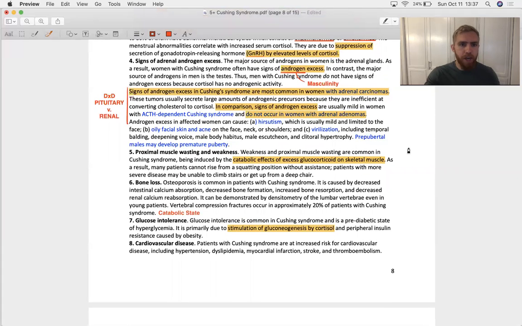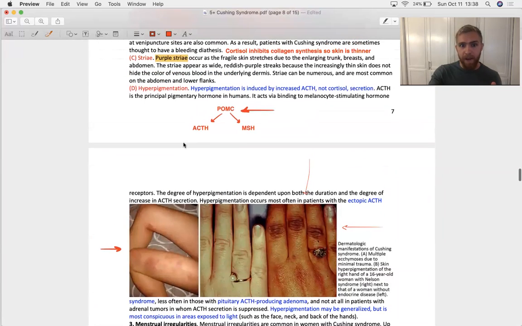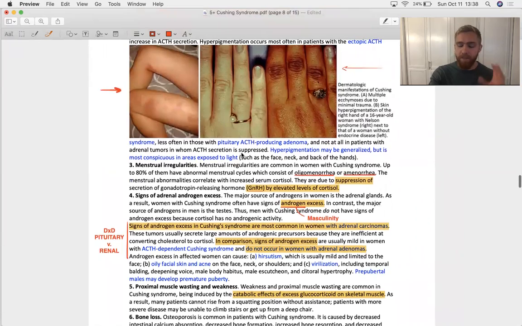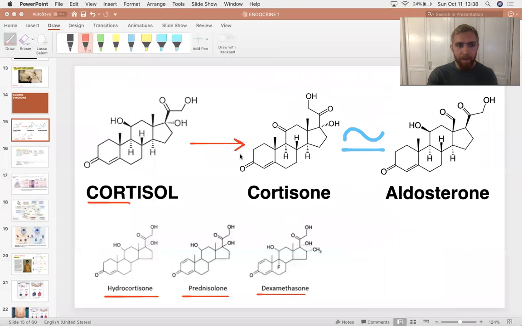So androgen excess might help you differentiate a pituitary Cushing syndrome from a primary adrenal Cushing syndrome, because if you've got adrenal Cushing, you're only making excess cortisol. But if you've got pituitary Cushing, you're making excess ACTH. So ACTH is going to upregulate all adrenal functions. Let me show you what I mean there.